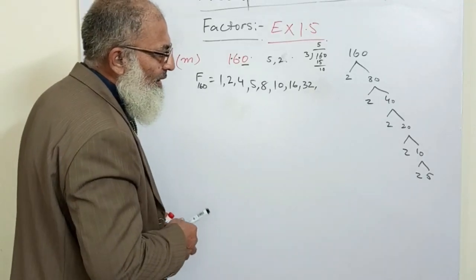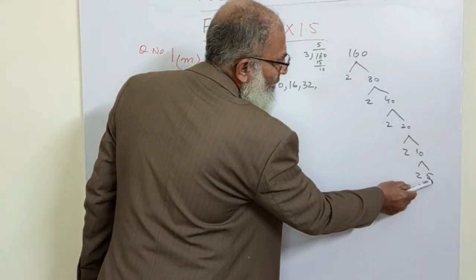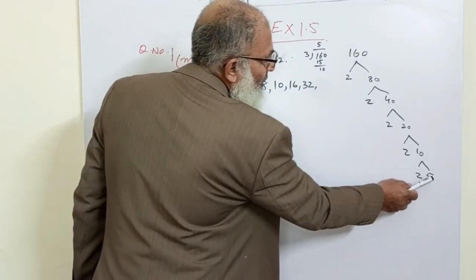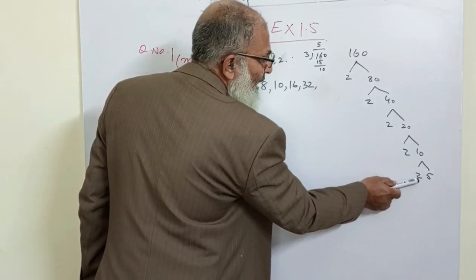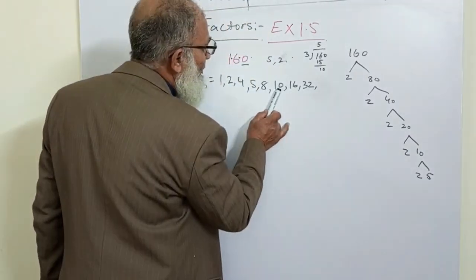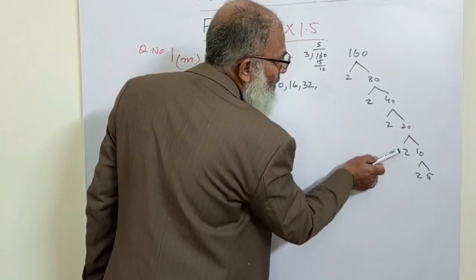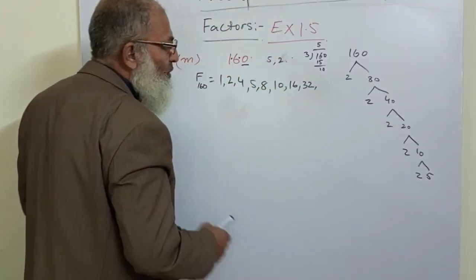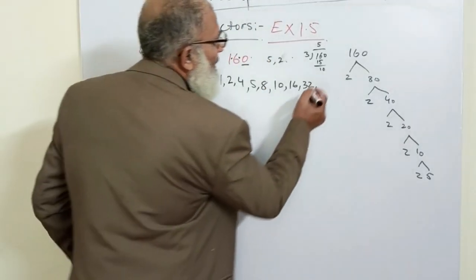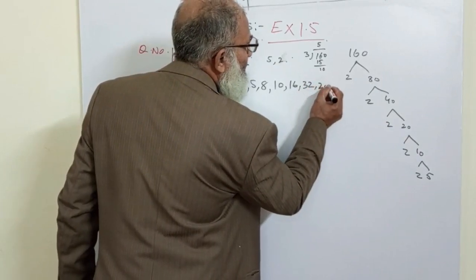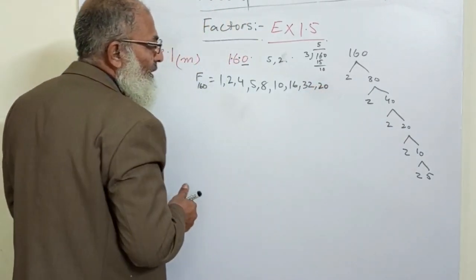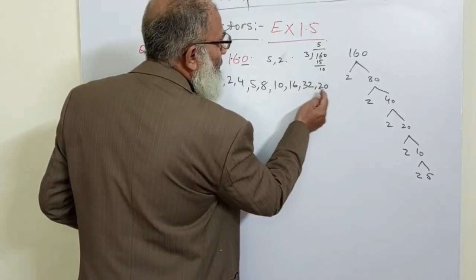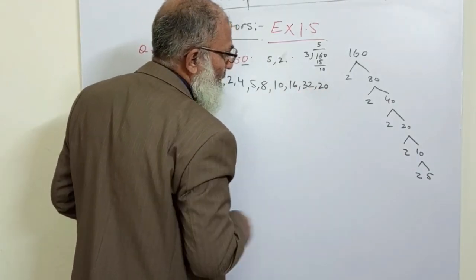I am saying that there is also one factor, 5. If I go in this direction, 5 times 2 is 10. I have already written 5 times 2 times 2 is 20. So this is another factor. No matter if I have written 32 before 20, no matter.